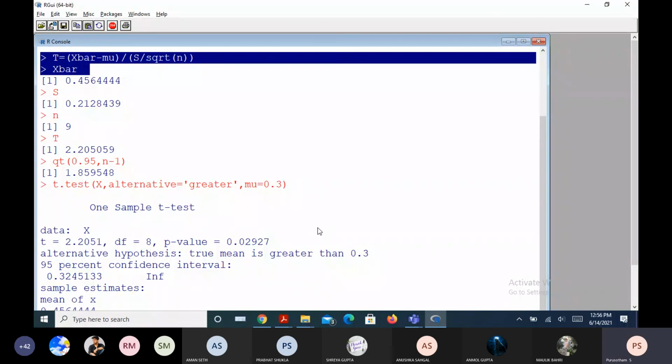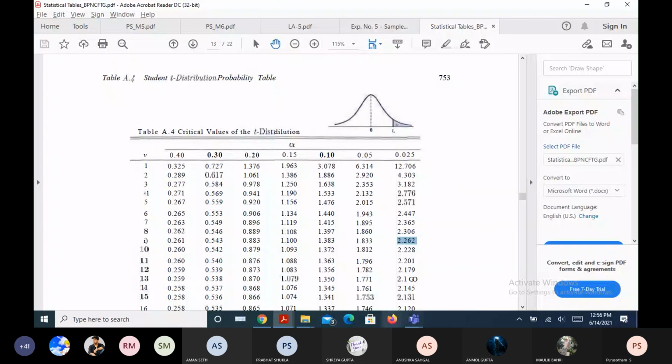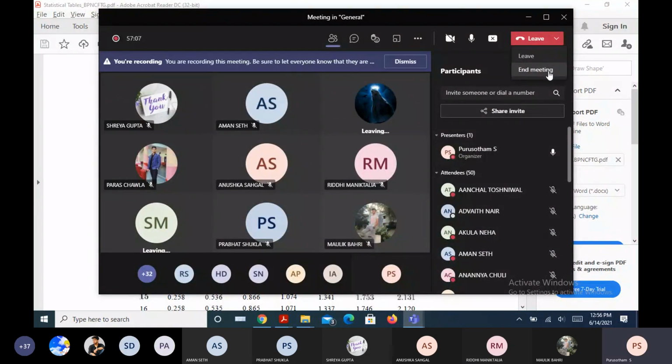Okay, all the best then. Thank you, sir. Can I end the session? Thank you, sir. Thank you all. Any other doubts with regard to CAT? Ananya, do you have any doubt? All right, sir.